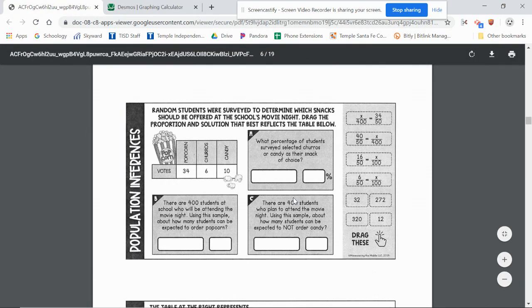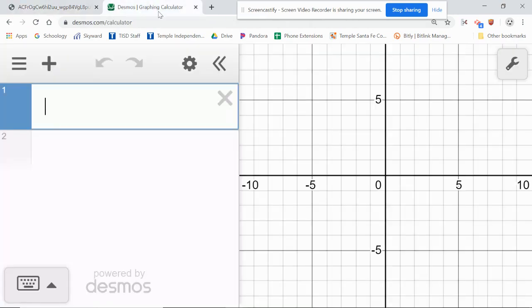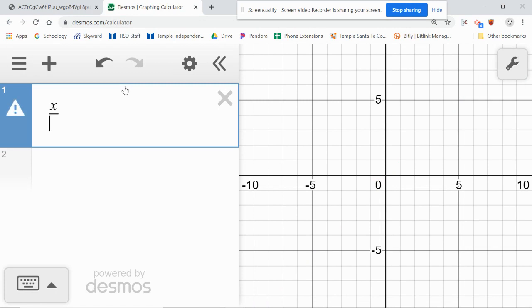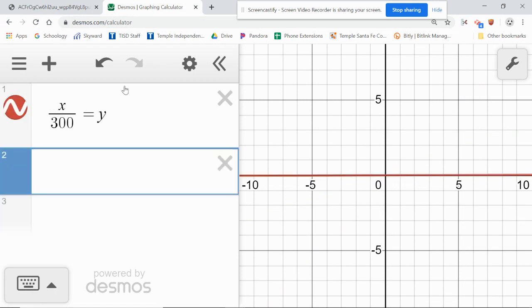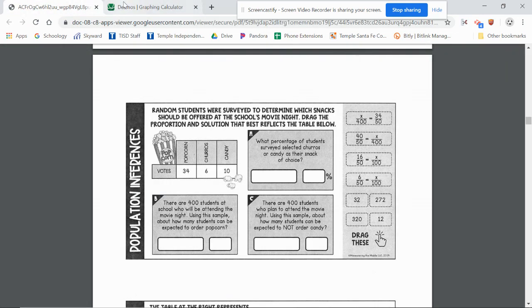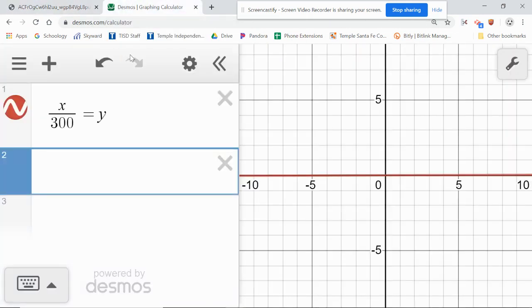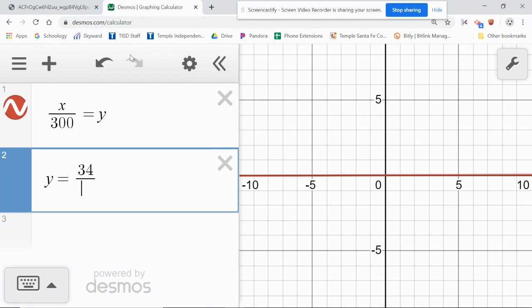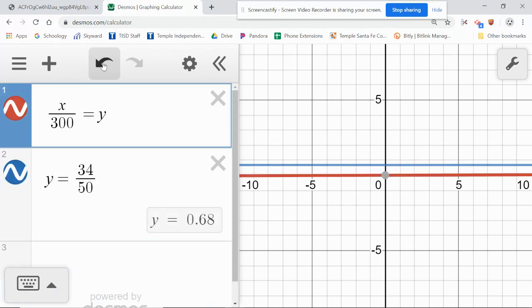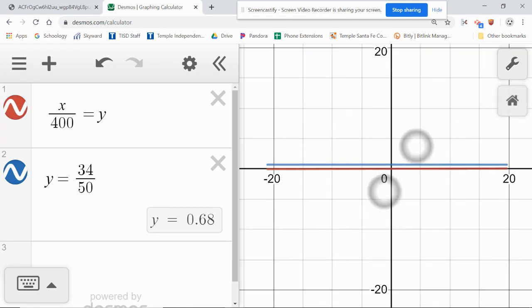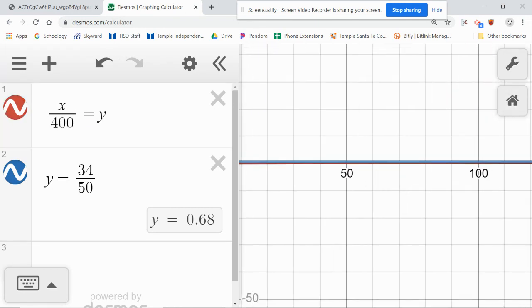For instance, if you're doing X over 400 equals 34 over 50, and you're trying to decide if they are equal, you would do X slash 400 equals Y, and then Y equals 34 over 50. And I've got to make an error fix on this. Then basically you would find where they cross for your answer.